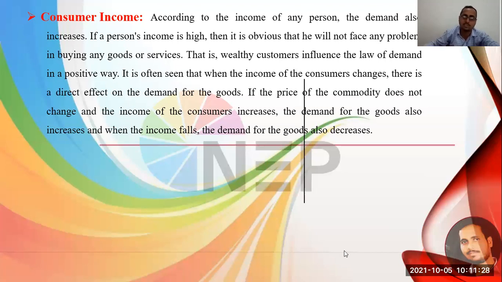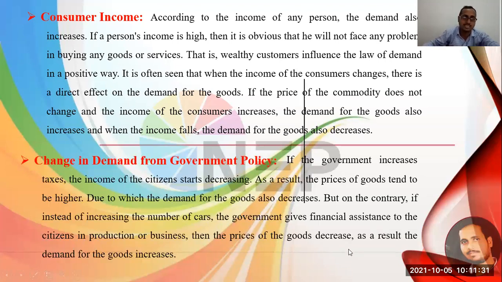Now, another factor that affects the demand for a commodity is the change in government policy. Government policy also plays a most vital role in the demand for commodities. If the government increases the taxes, the income of the citizens starts decreasing, because a huge amount of taxes imposed by the government decreases the monetary income, the actual income of the consumers for consumption. As a result, the prices of goods tend to increase, due to which the demand for the goods also decreases.